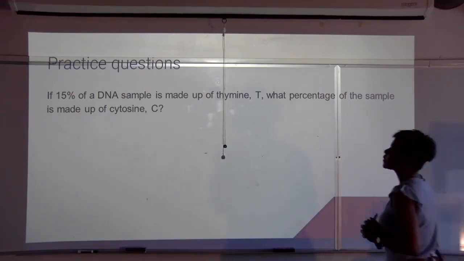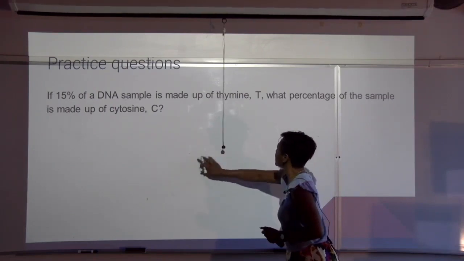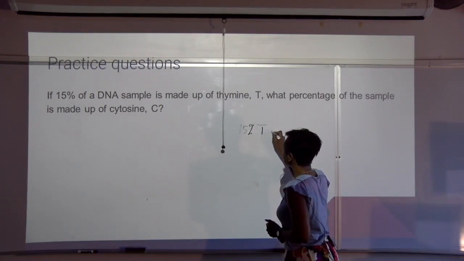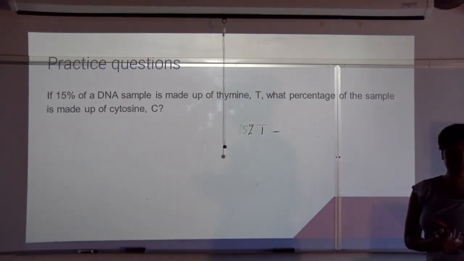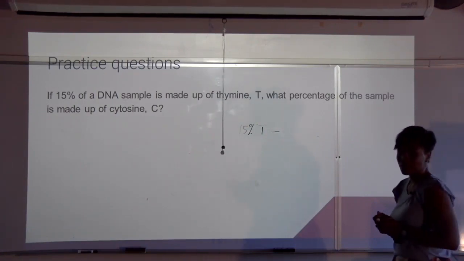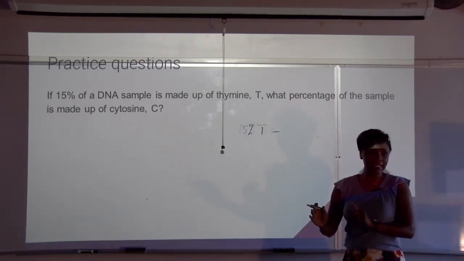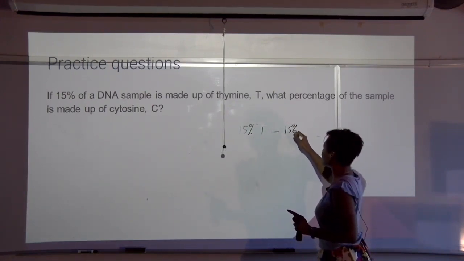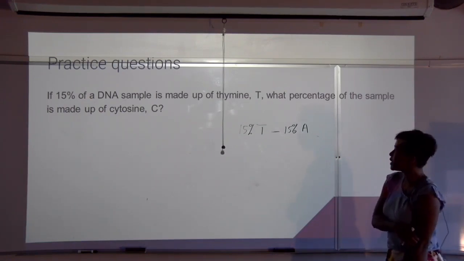So let's take a look. It says 15% of the DNA is made up of thymine. So if 15% is T, what percentage would be A? Think about the base pair rule. T always pairs up with A. So if there's 15% T, there's going to be also 15% A. You guys see that? Because A and T, T and A are base pairs.